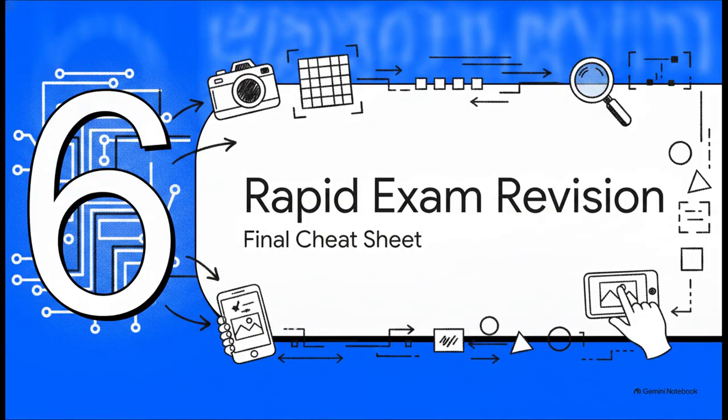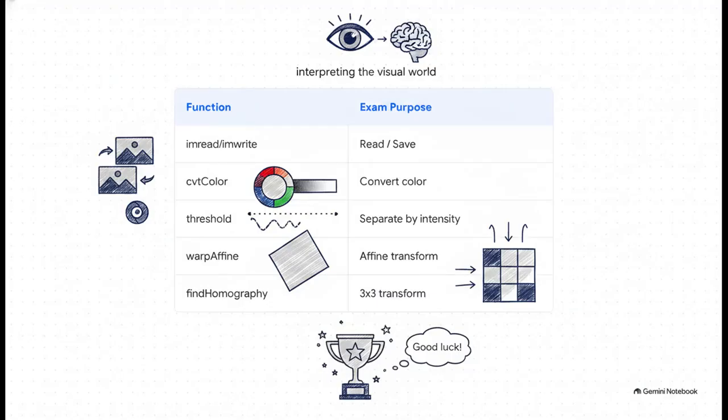All right, time for Section 6, Rapid Exam Revision. Get ready to screenshot. Let's rapid fire these essential functions. cv2.imread and imwrite are your bread and butter for reading and saving. cv2.cvtColor is how you convert your color space, like switching to grayscale. cv2.threshold separates regions based purely on pixel intensity. cv2.warpAffine applies that parallel line-preserving affine transformation, and cv2.findHomography calculates your 3x3 projective transformation matrix.